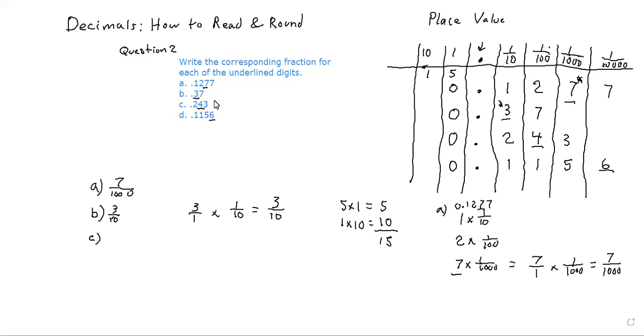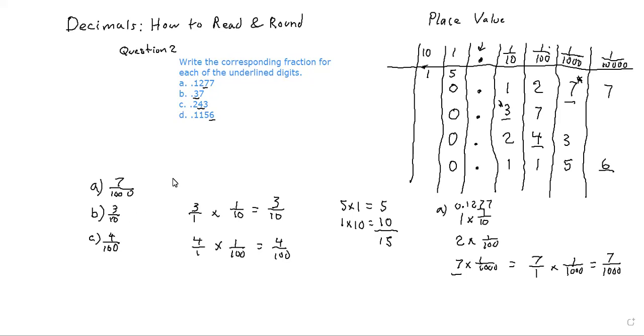And then we do C. The decimal for C right here is 0.243. The 4 is underlined, so we have it here in our place value table. What place is the 4 in? It's in the 100th place. So it's going to be 4 over 1 times the place value, which is 1/100. We multiply across: 4 times 1 on the top gives us 4, and 1 times 100 gives us 100. So that's 4 over 100.